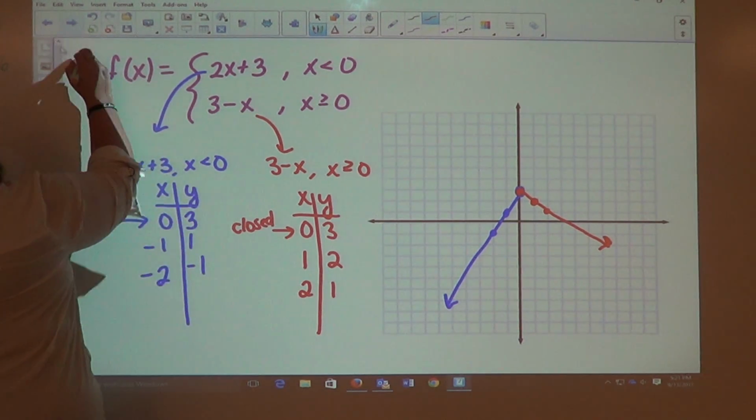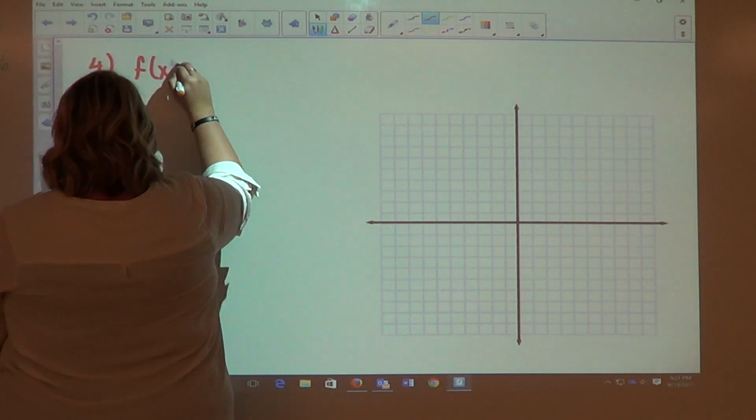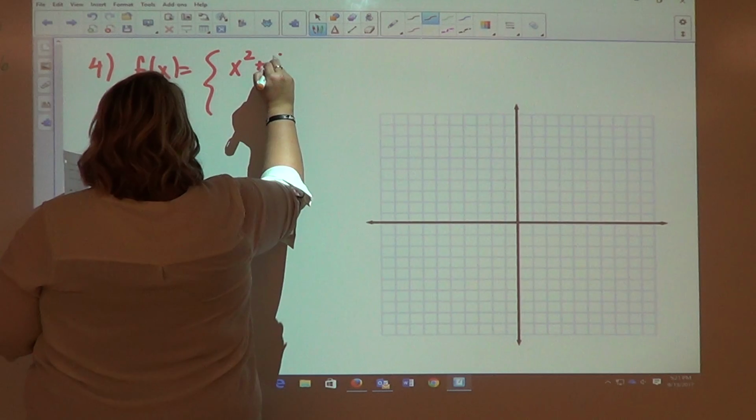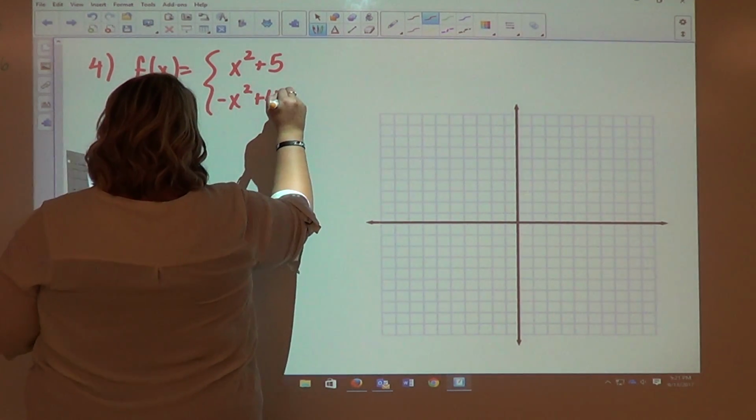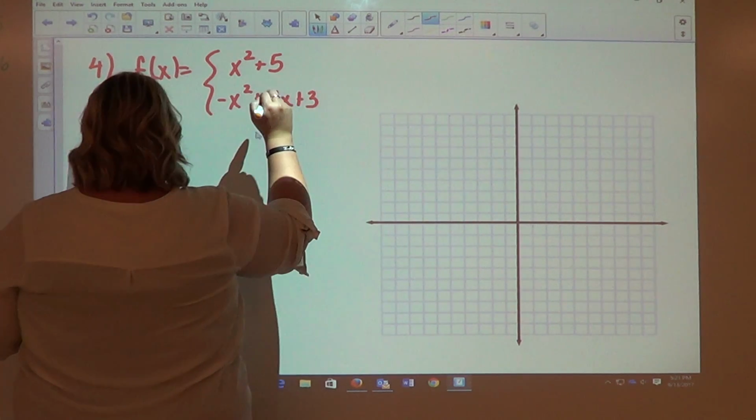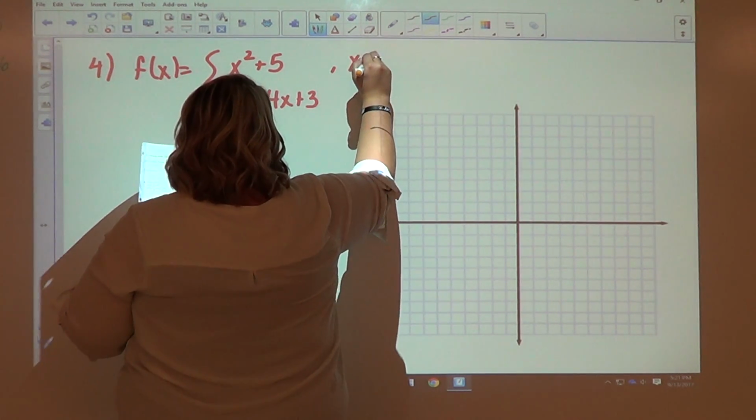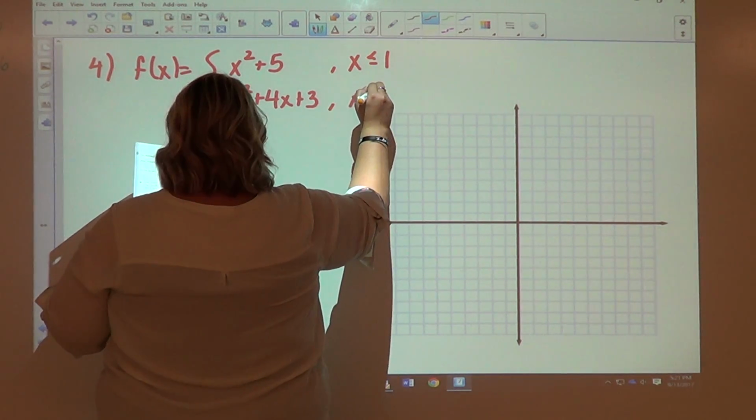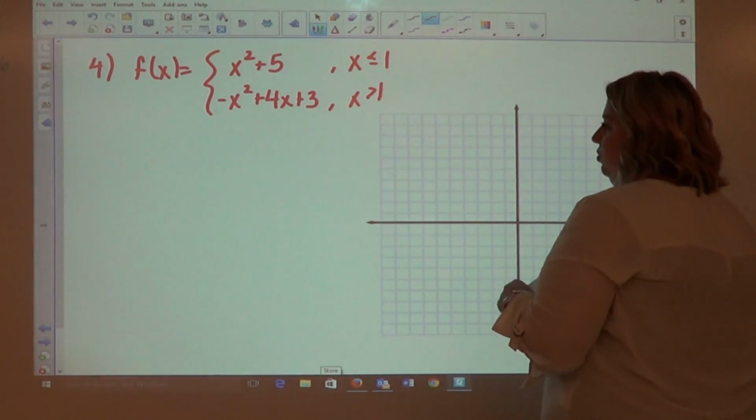Okay, I'm going to do one more piecewise. So the first one is x squared plus 5, if x is less than or equal to 1. And the other one, negative x squared plus 4x plus 3, if x is greater than 1.